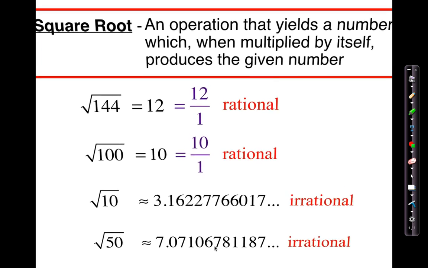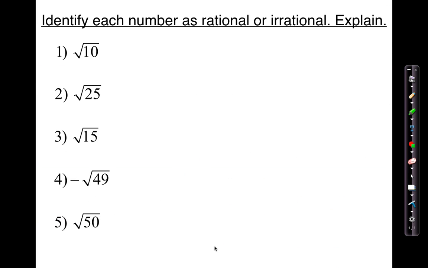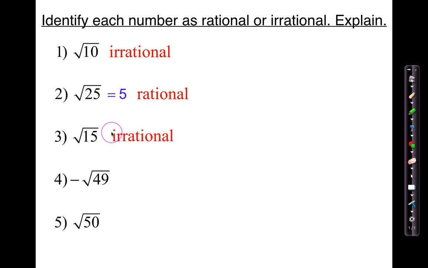So let's take a look at some examples here. The instructions say to identify each number as rational or irrational, and to explain. So here, for number 1, I'm going to say the square root of 10 is irrational. Again, because nothing times itself is going to give me 10. That's a nice whole number. What about the square root of 25? This one would be rational. Why? Because the square root of 25 is 5. What's 5 times 5? 25. So this one's rational. Number 3, the square root of 15 is going to be irrational because, yet again, there's not a number I can multiply by itself to give me 15.